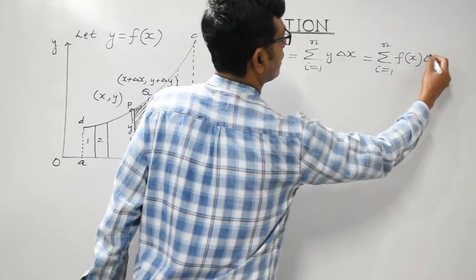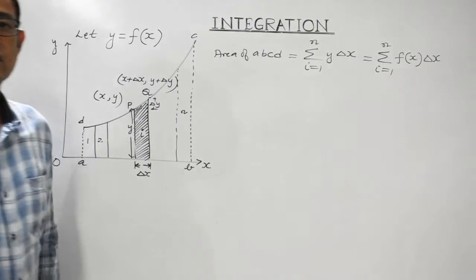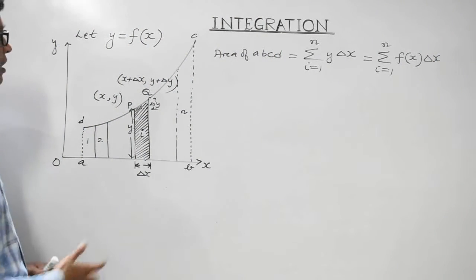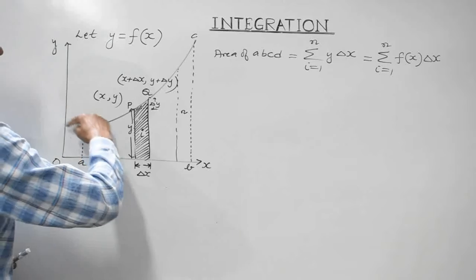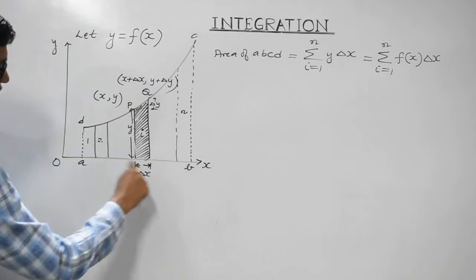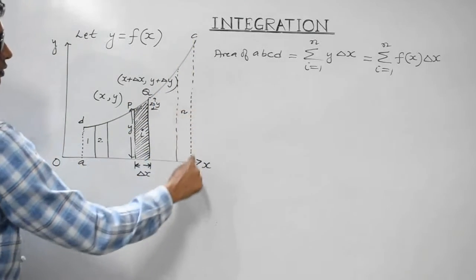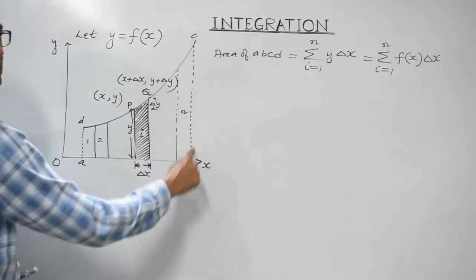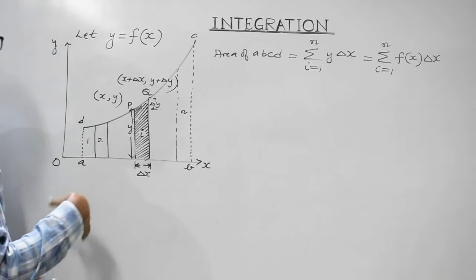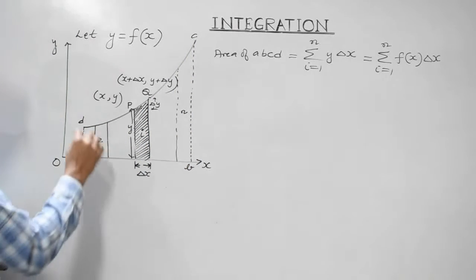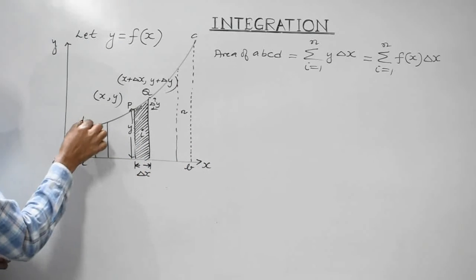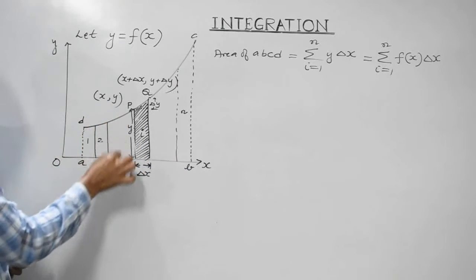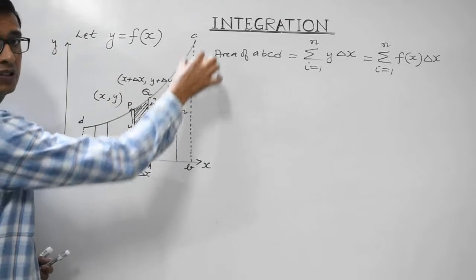f(x) del x. Is it clear? So again I repeat, suppose the curve for y equals f(x) is like this. If we intend to find out the area of this portion, we need to make use of calculus, integral calculus. For that, first and foremost, what we have done is, we have divided the entire portion into a large number of small rectangular strips.